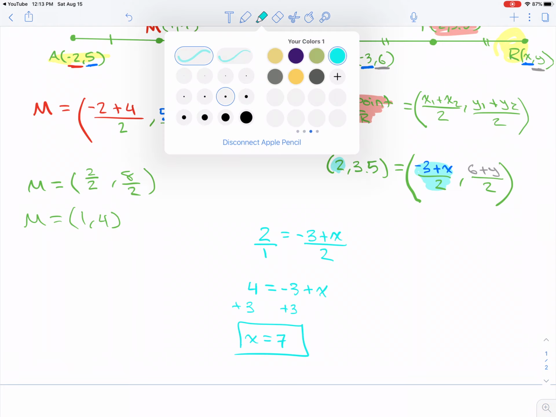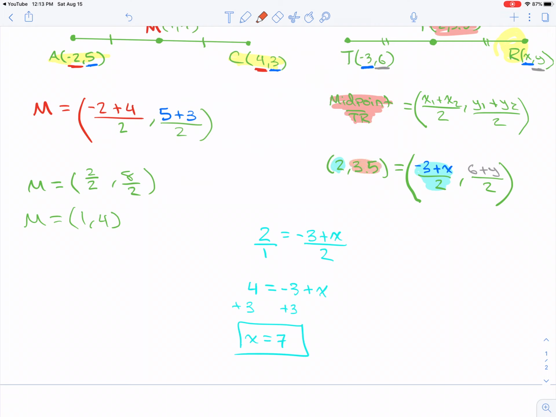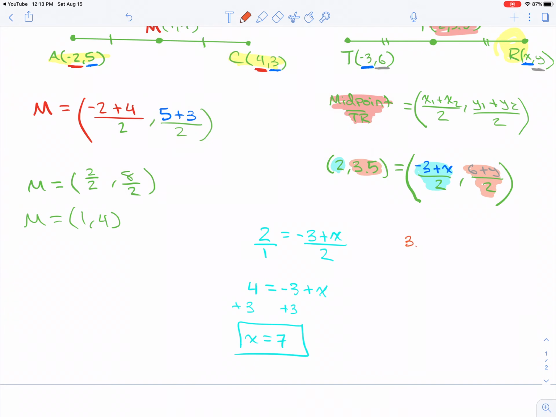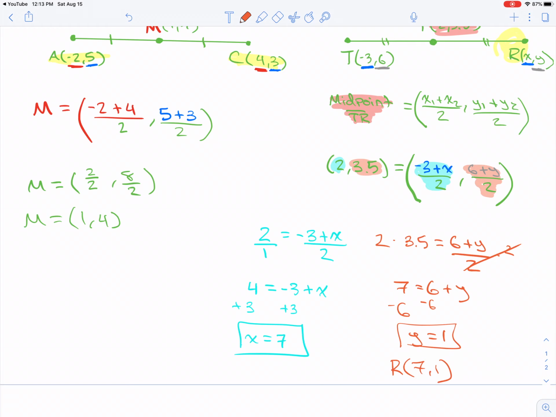And then I'll repeat that process, but this time for the y values. So this is the y coordinate here, corresponds to this value. So 3.5 equals 6 plus y over 2. I can also just multiply both sides by 2. So we get 7 equals 6 plus y. And then subtracting 6 from both sides, we get y equals 1. So R would have to have the coordinates 7, 1.